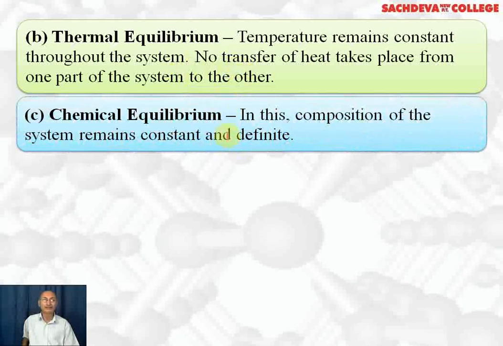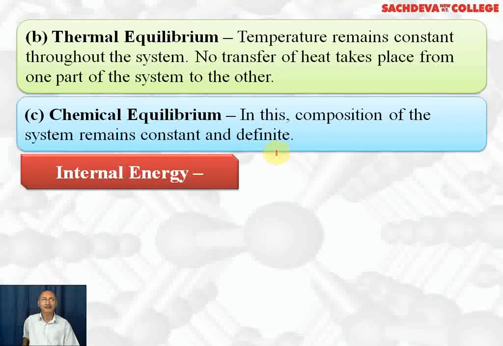Chemical equilibrium is very important, and our next chapter will be chemical equilibrium. In chemical equilibrium, the rate of forward reaction is equal to rate of backward reaction. The stage at which the rate of forward process and backward process are equal in a chemical reaction is called chemical equilibrium. And in this, composition of the system remains constant and definite. Means molar concentration remains constant; temperature, pressure, color, everything remains constant in the chemical equilibrium.